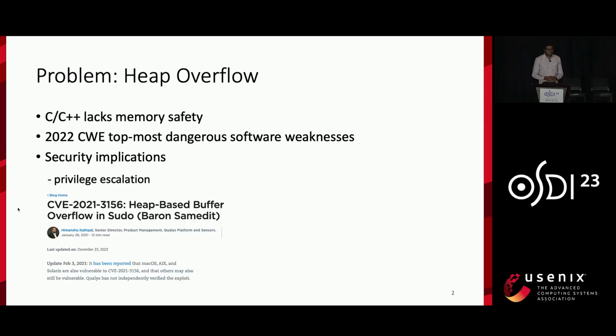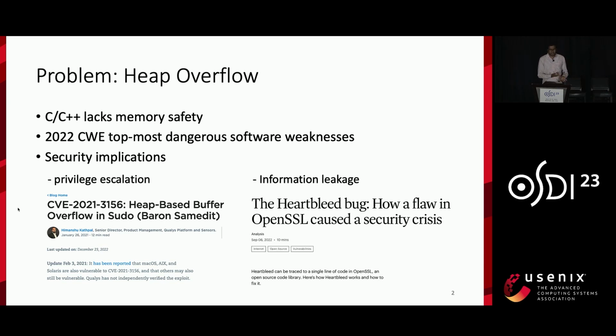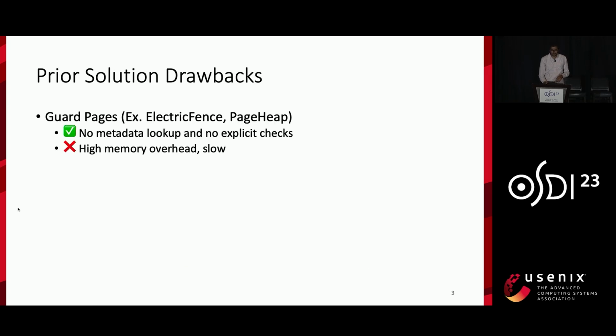So for security implications, we can have privilege escalation. Here we are seeing a heap-based buffer overflow in sudo. This was a write overflow. And read overflows can also cause issues, for example, information leakage, like in the classic Heartbleed bug in SSL.